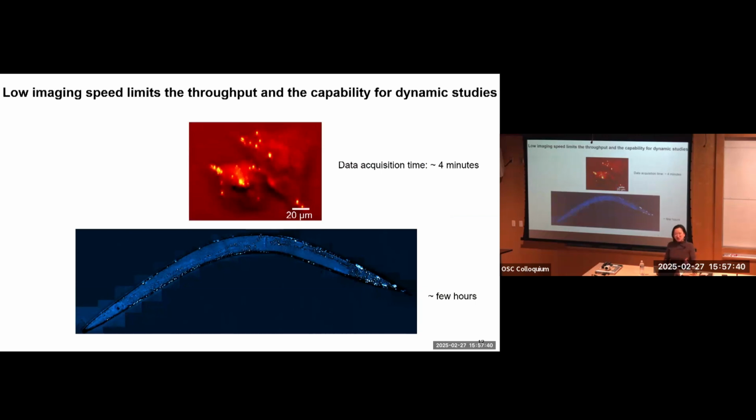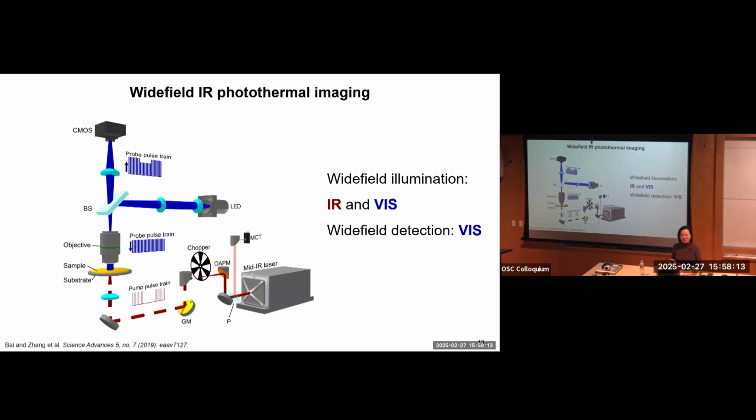By now, the MIP images are all created by raster scanning point by point of samples. So taking the cell image as an example, it will take about 4 minutes to create a 2D image. And for a bigger sample, it will take much longer to get a result like this. So this low imaging speed will restrain us from high throughput applications and also restrain us from studying dynamic samples. So we ask ourselves, is it possible to boost the imaging speed? And this leads to our next innovation, that is wide field IR photothermal imaging.